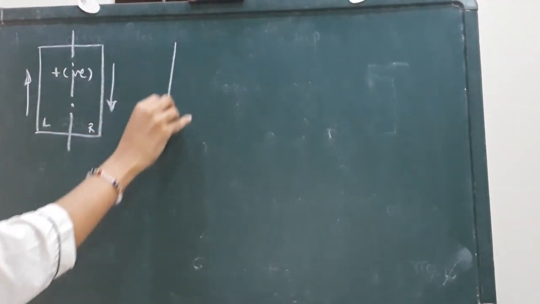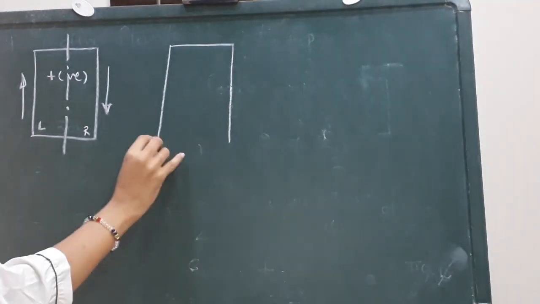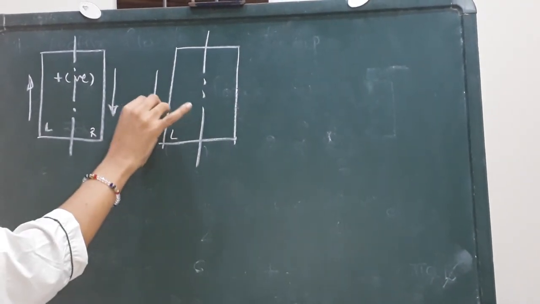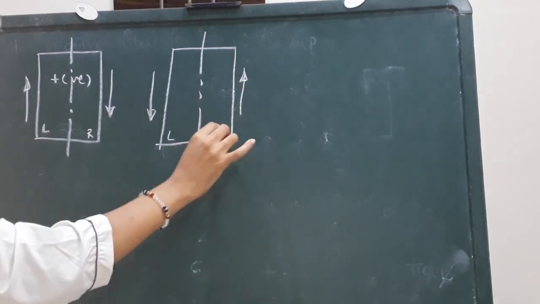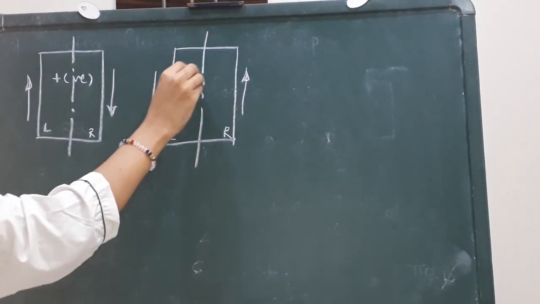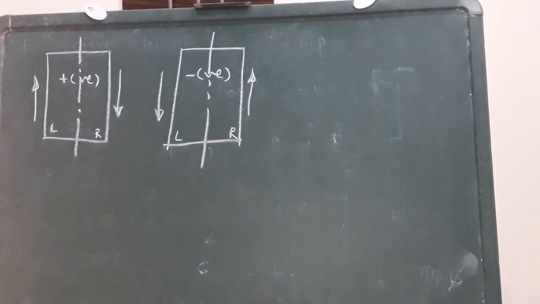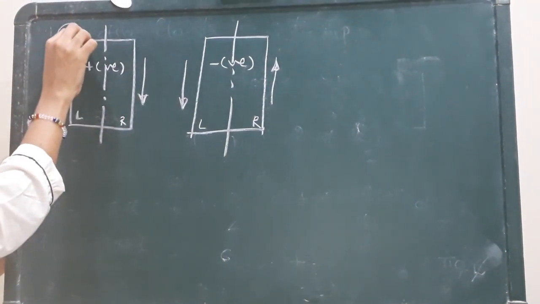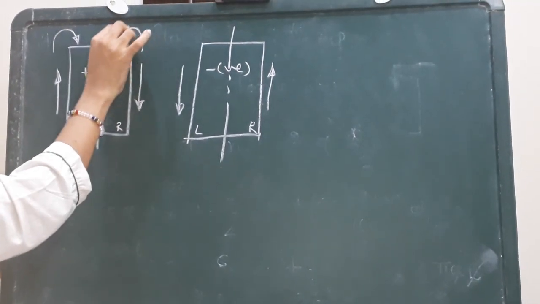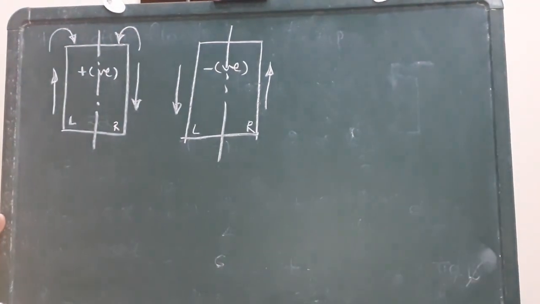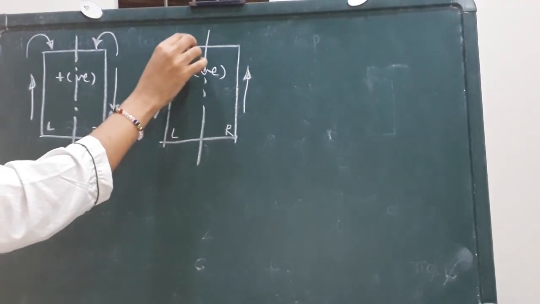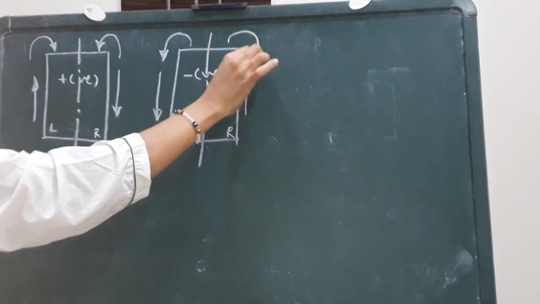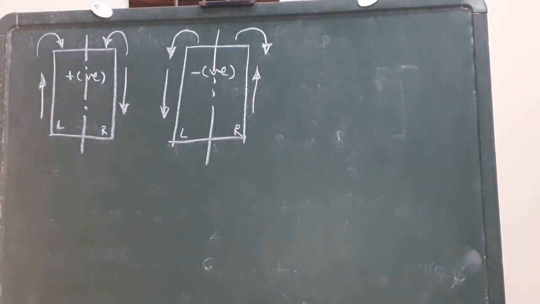Similarly, if we are considering the section, on the left side downward is negative, on the right side upward is negative. So this one is the section of negativity. When you talk about the moments, clockwise moments on the left are positive, anti-clockwise on the right are positive. Similarly, anti-clockwise on the left is negative and clockwise on the right is also negative.